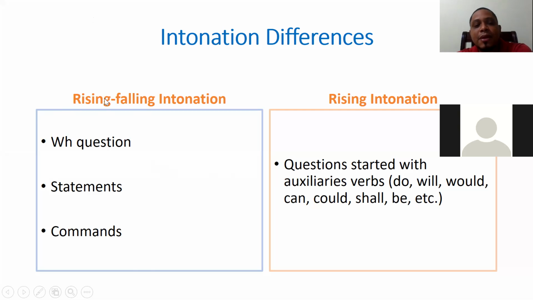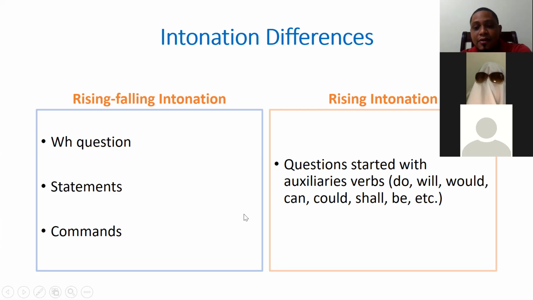So rising means to go up and falling means to go down, okay? Now, which sentences are the ones that have rising falling? Well, sorry, we said last week that the questions that start with a WH, including how, those are the questions that have rising falling. Then we have the statements and we have the commands.